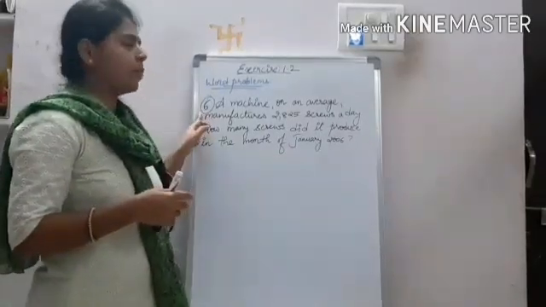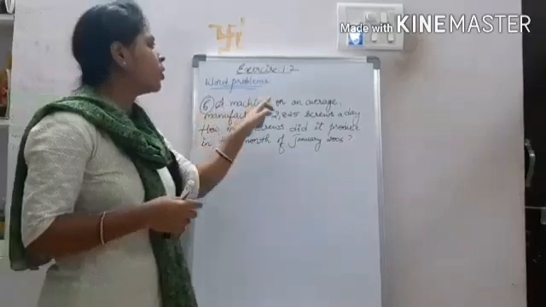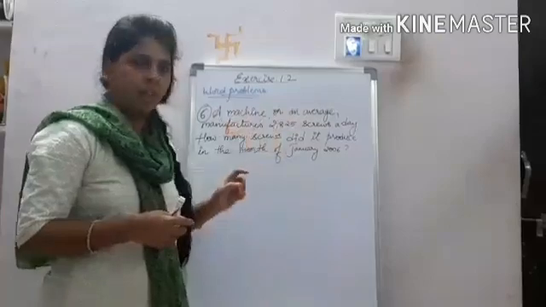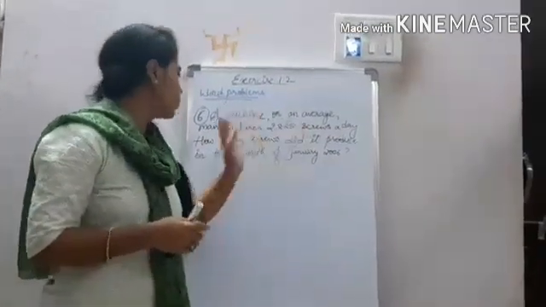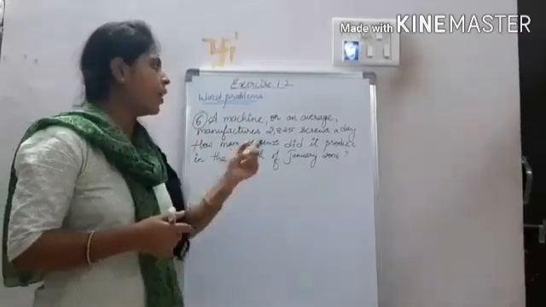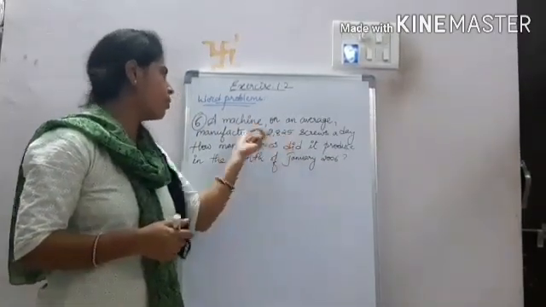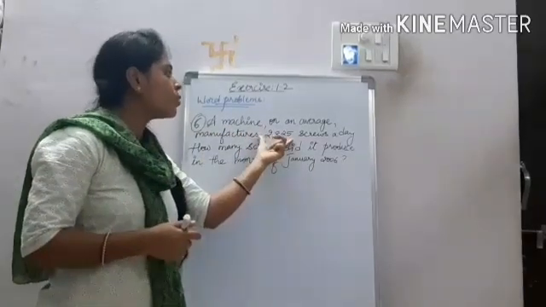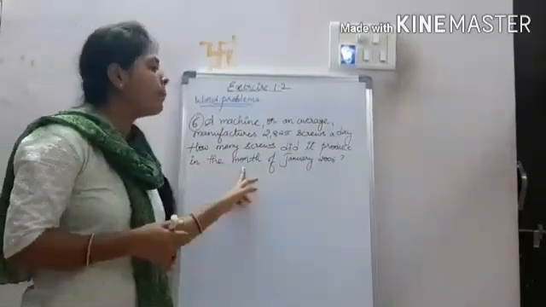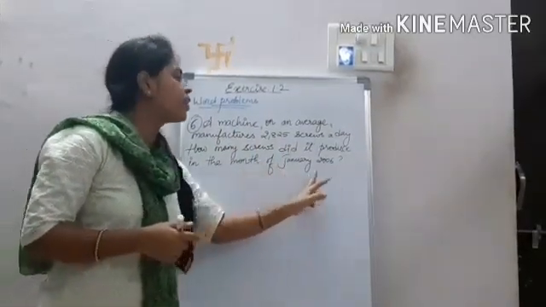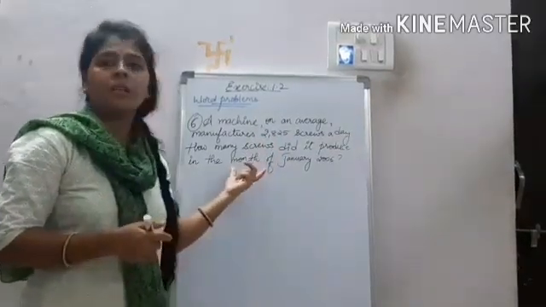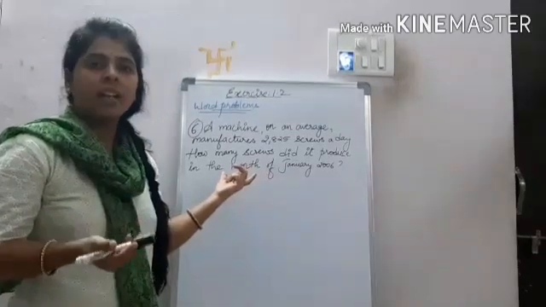So the sixth problem. In this sixth problem, a machine on an average manufactures 2,825 screws a day. How many screws did it produce in the month of January 2006? Means for one day the number of screws manufactured is 2825. Now you have to find out for a month. One day the value is given, you have to find out for the month. Month is nothing but the days, how many are there in a month.